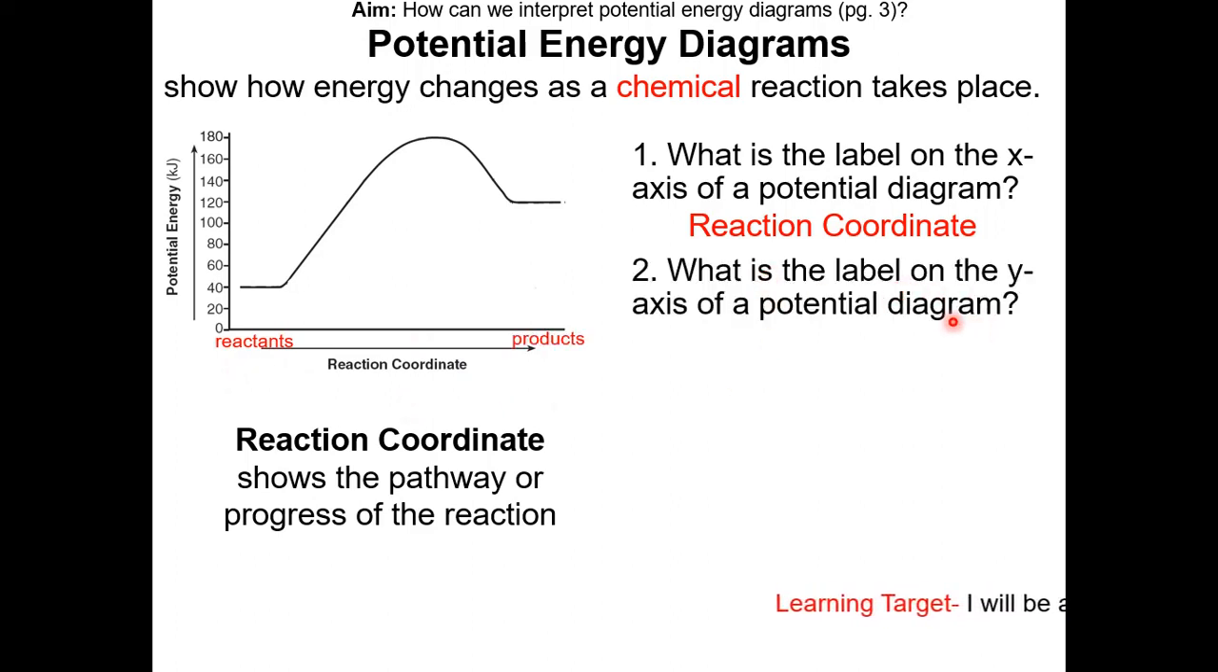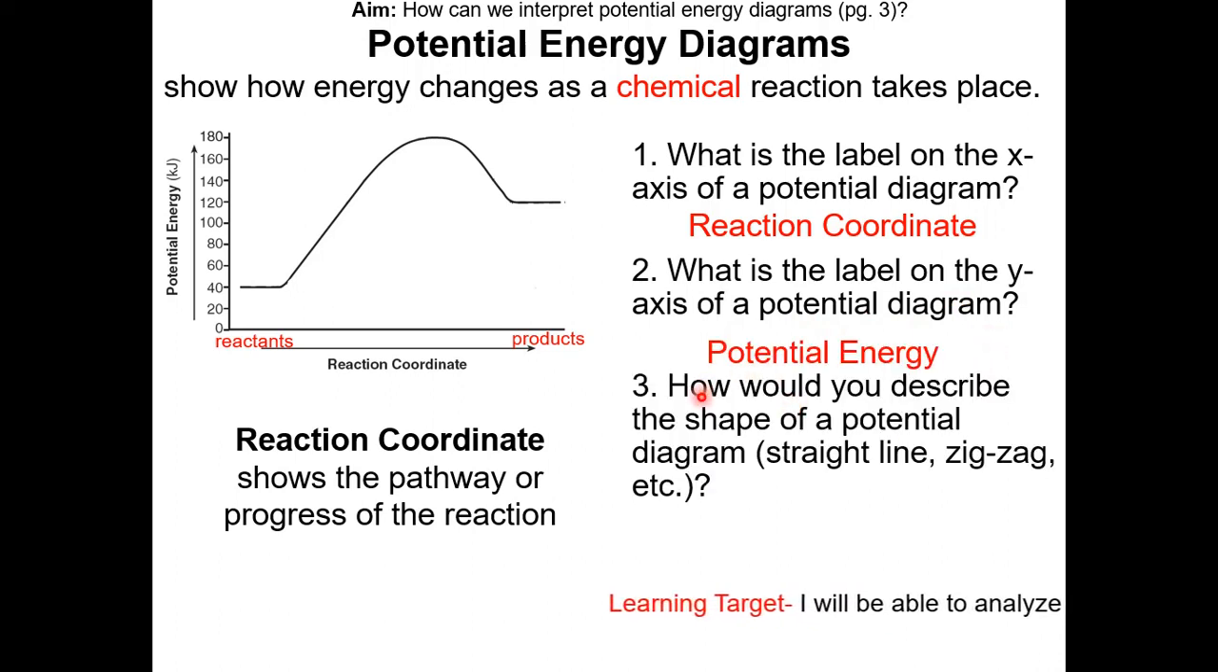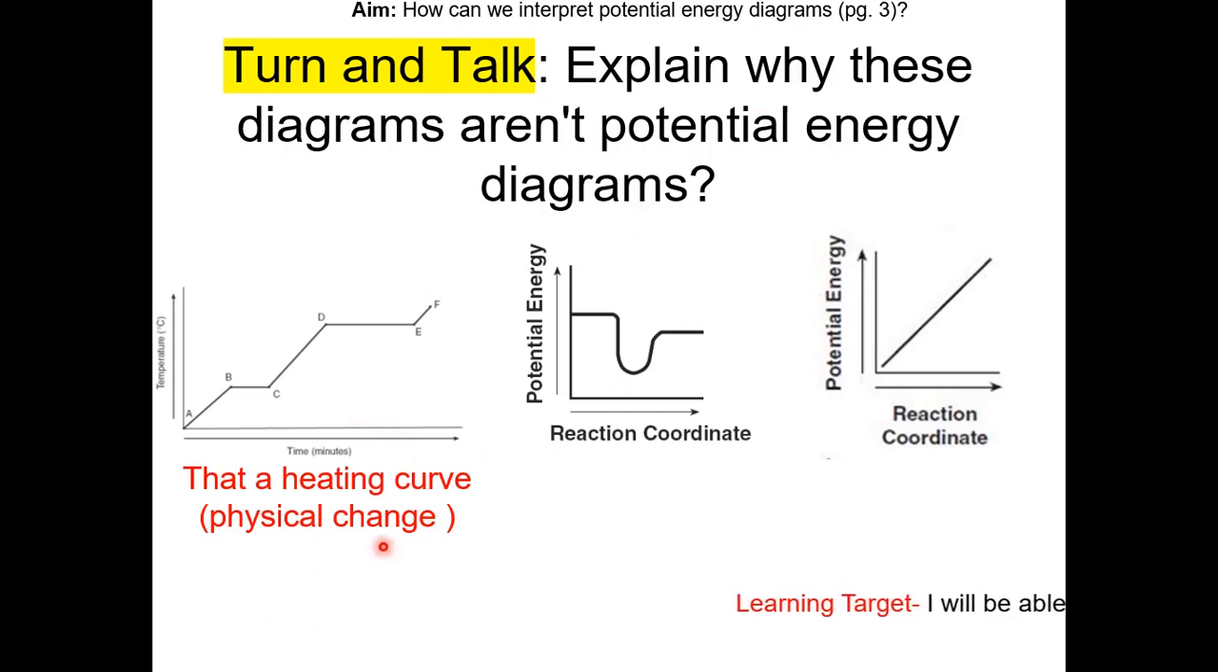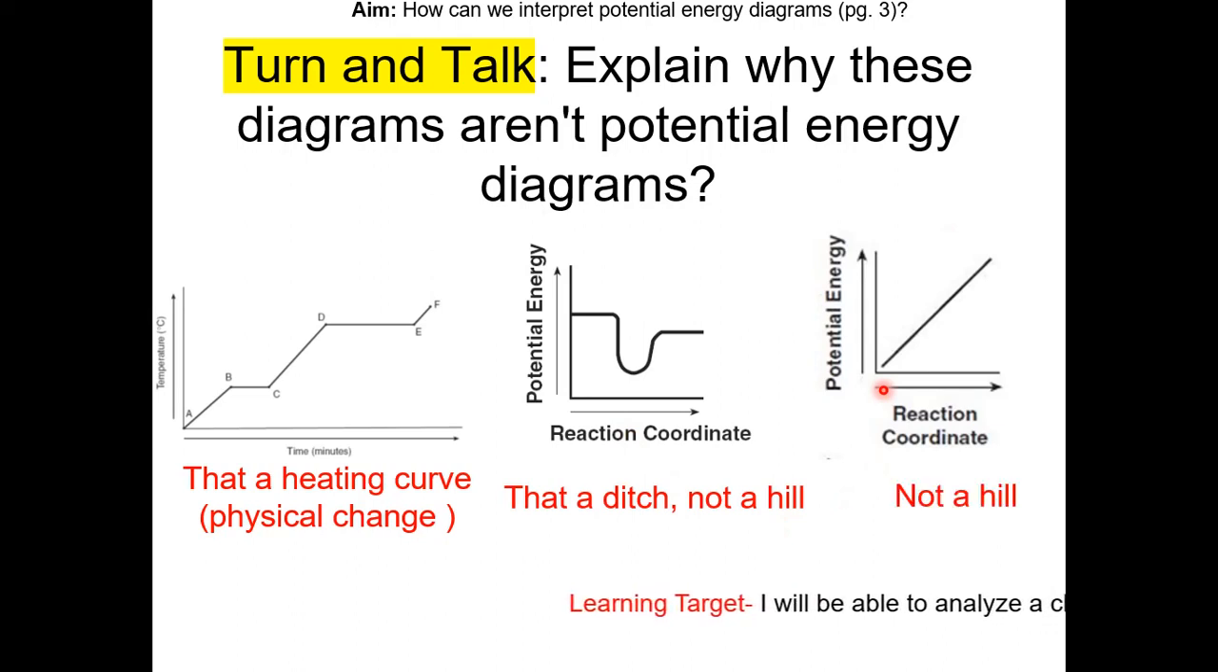What is the label of the y-axis on the potential energy diagram? It is potential energy, which is measured in kilojoules. How do we describe the shape of the potential energy diagram? It is a hill or hump shape. Explain why these diagrams are not potential energy diagrams. The first one is a heating curve, which shows a physical change. The second one is a ditch, not a hill, and the third one is not a hill as well.